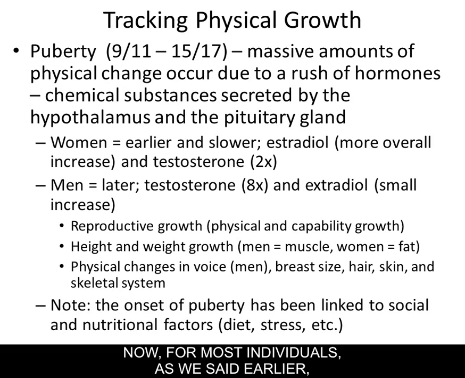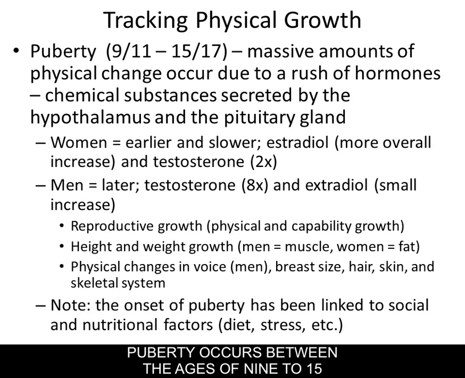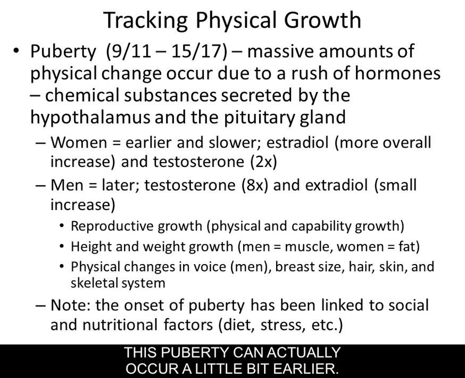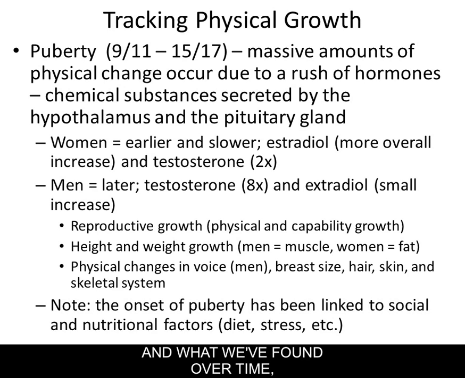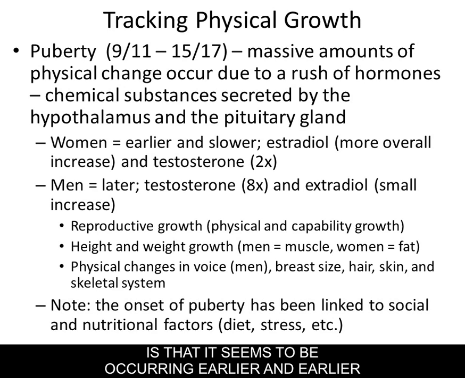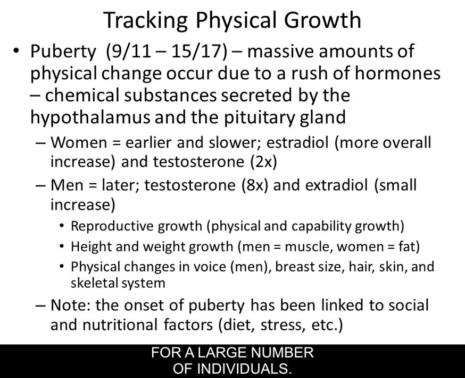Now, for most individuals, as we said earlier, puberty occurs between the ages of 9 to 15 or 11 to 17. But for a small sample of individuals, puberty can actually occur a little bit earlier. And what we've found over time, over centuries of studies on puberty, is that it seems to be occurring earlier and earlier for a large number of individuals.